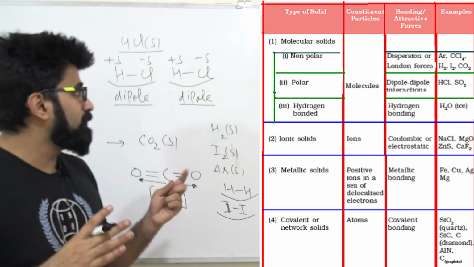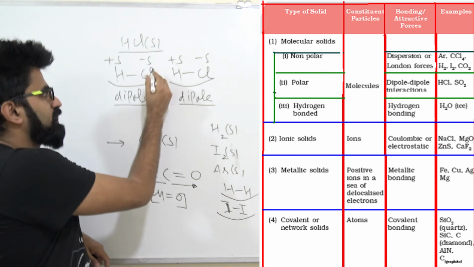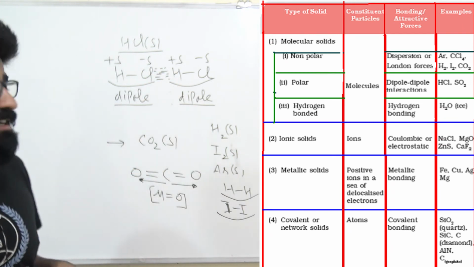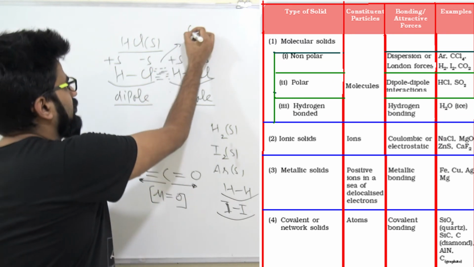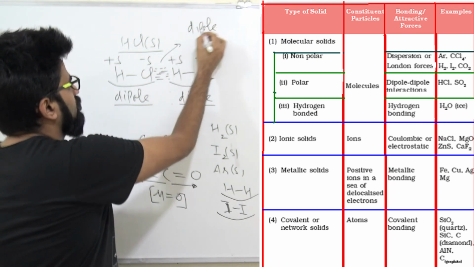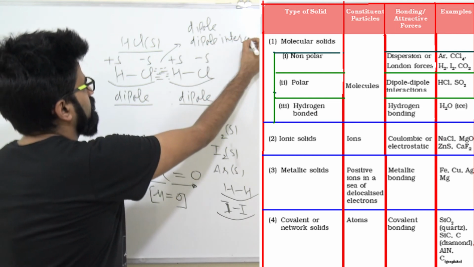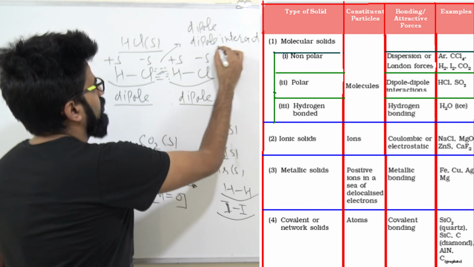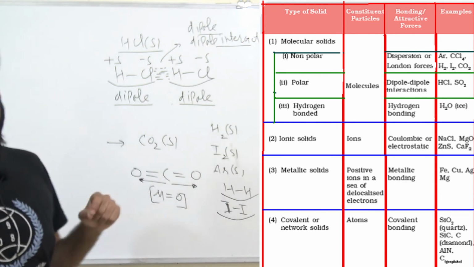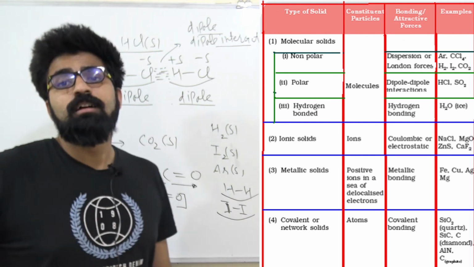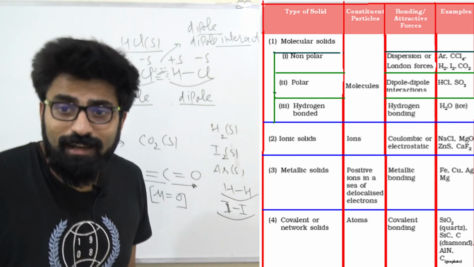Understood? Now when they come closer, this is the negative end and this is the positive end, so they will develop a weak interaction. This interaction is known as dipole-dipole interaction. This is very, very important: in the case of polar molecular solids, what kind of interactions are present? Dipole-dipole interactions, right guys?